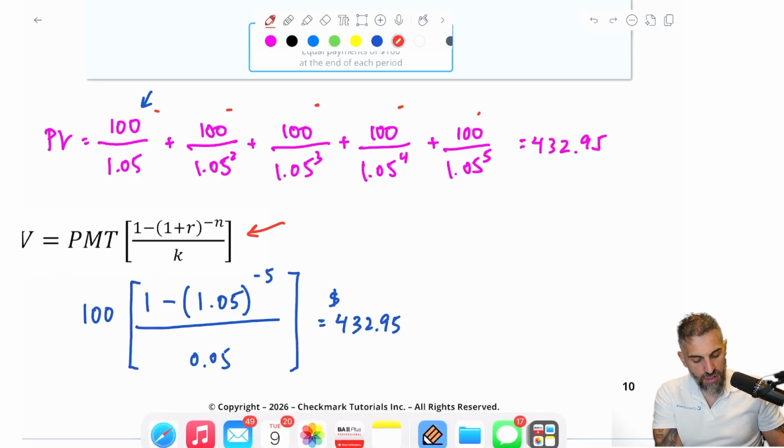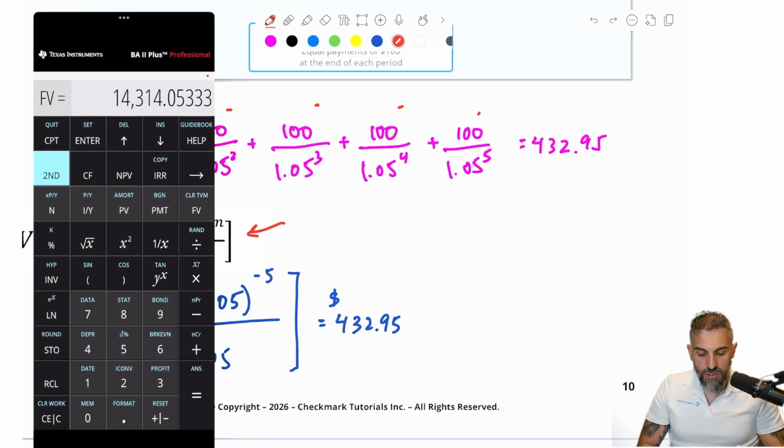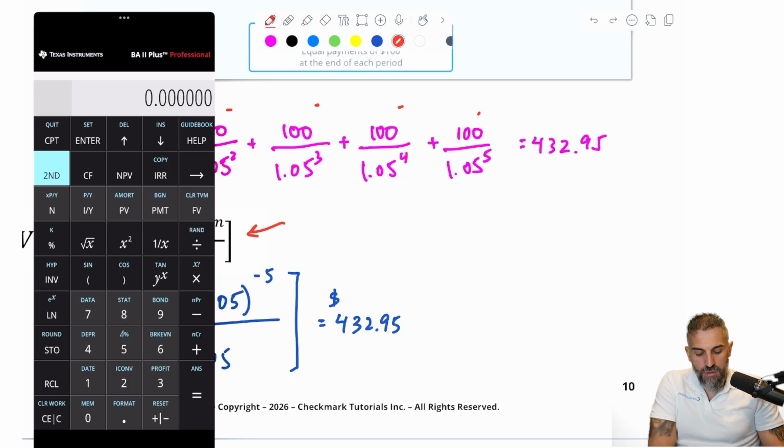Okay, let me pull the calculator out. So now I have a payment of 100. So you'll enter 100 and then tap PMT to save it. The rate is 5, so 5 is the IY. N is also 5, so N 5. I'm looking for the present value, so I'll set my future value to 0.